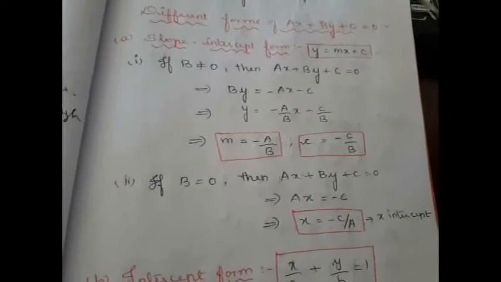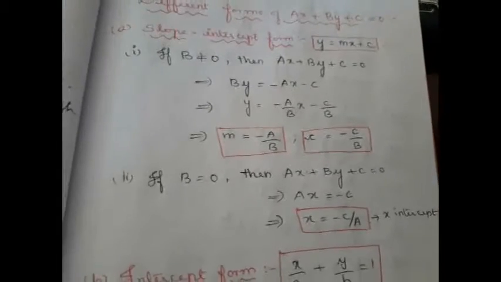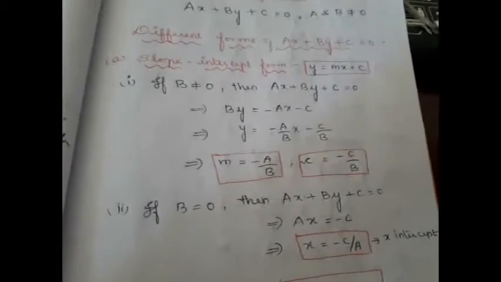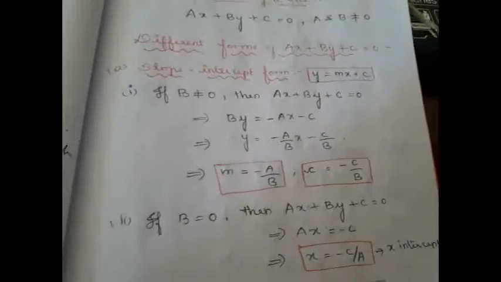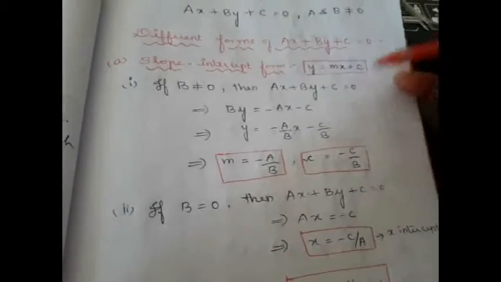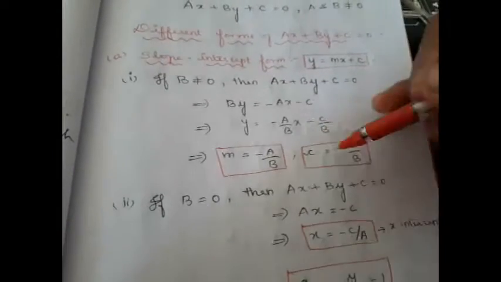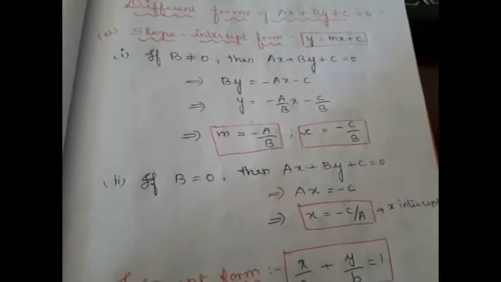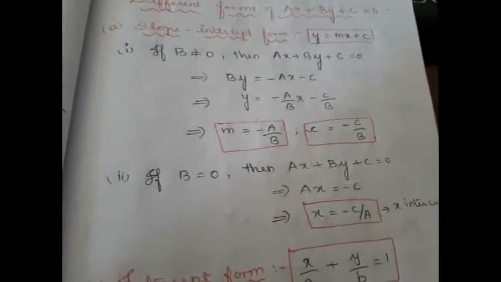Hope you got it. Why are we learning all these? When you are solving problems, you will get better clarity. If the question is given in the form of ax plus by plus c equal to 0, and if they ask you to find the slope and y-intercept, you can substitute in this formula and find the slope and the y-intercept. If b equal to 0, then it will be the x-intercept.